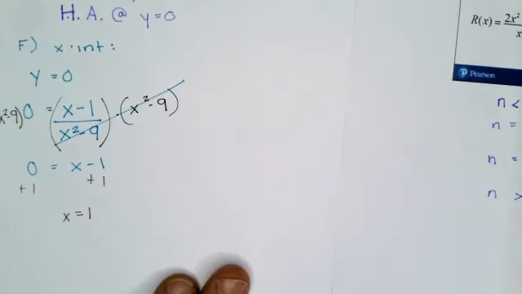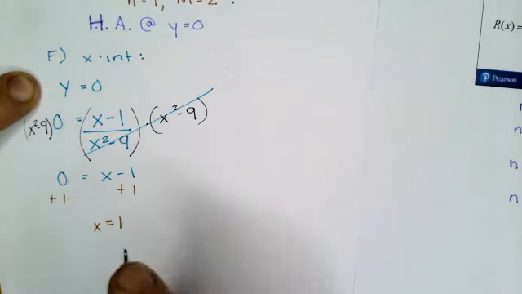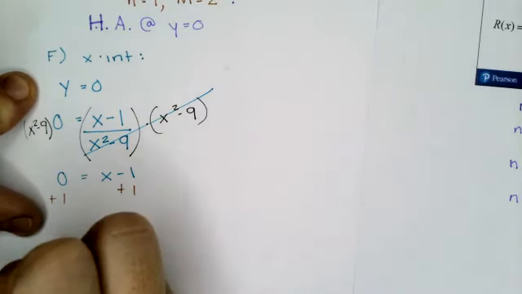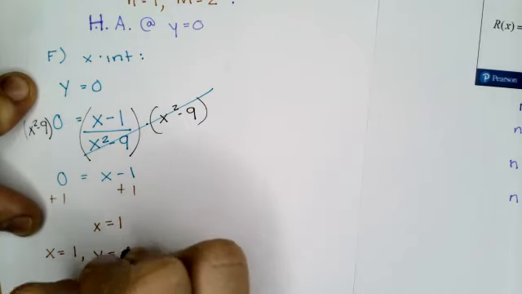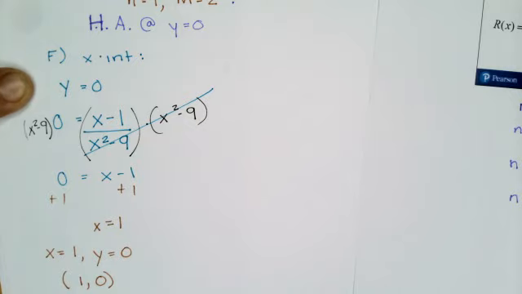I'm just going to write it that way for clarity's sake. So remember, this means when y is zero, x is one. So we write that as the point (1, 0). That is where it's going to cross the x-intercept. Good.